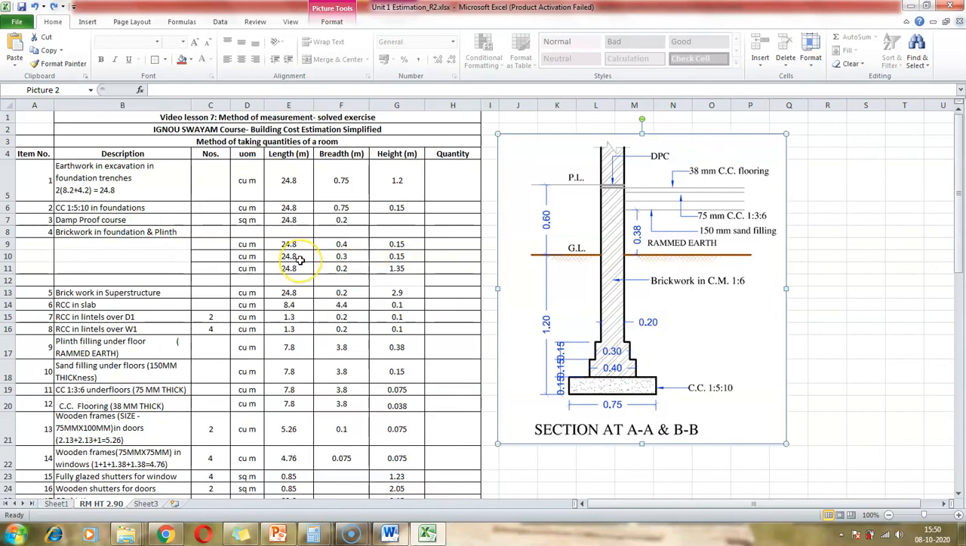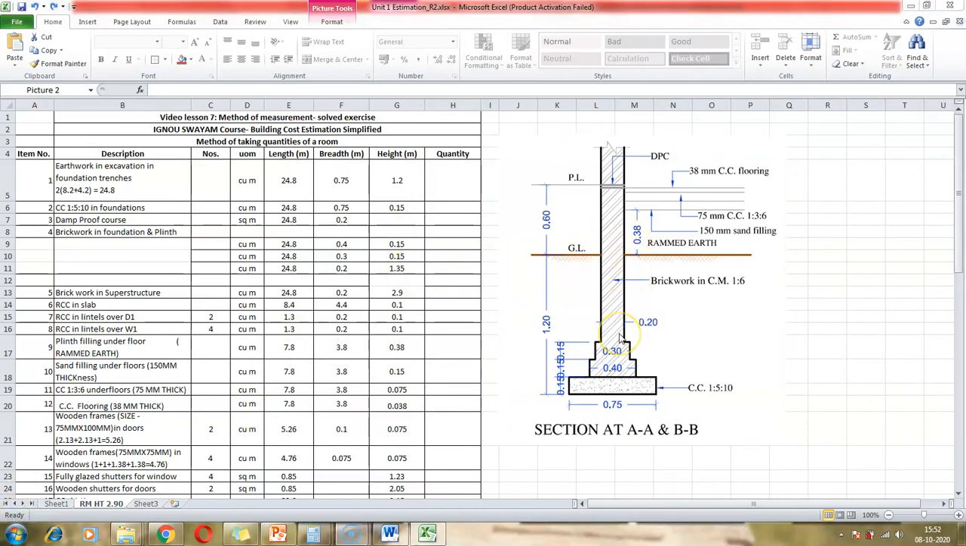And the next, we have another step into the footing. So this is 0.3 meters. Again, we are maintaining the length as 24.8, which is the perimeter of the room. The breadth of it is 0.3, and the height is 0.15. So we have maintained 0.15. Now the next is the portion of the brickwork that remains.